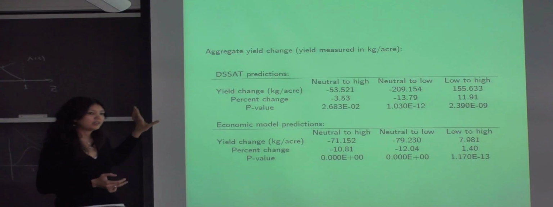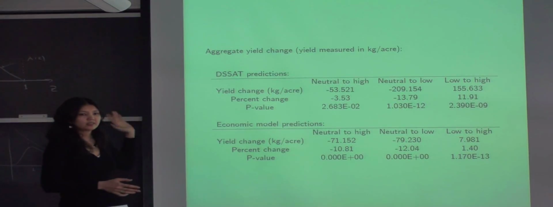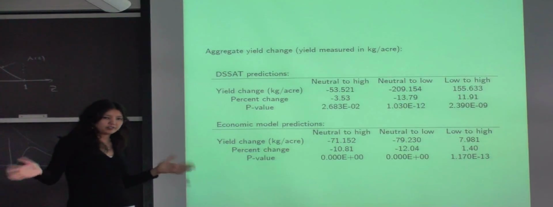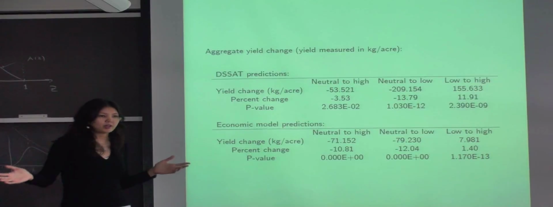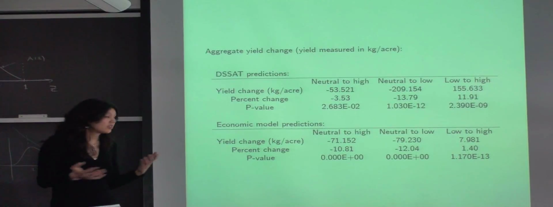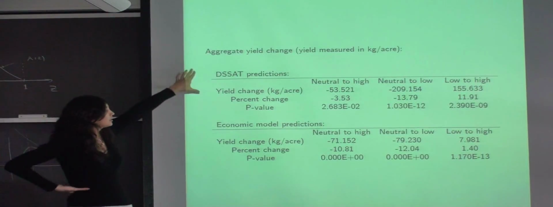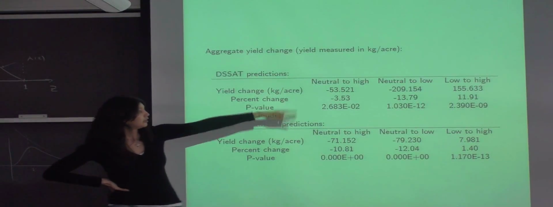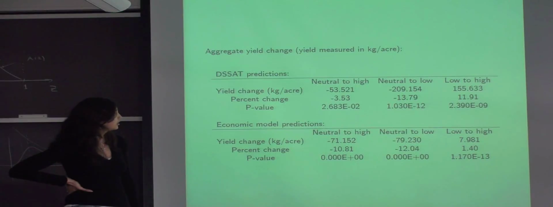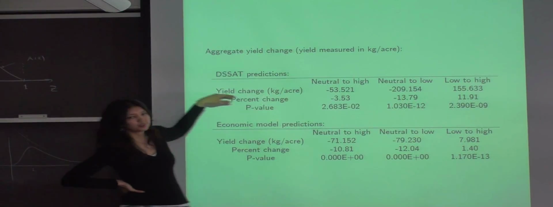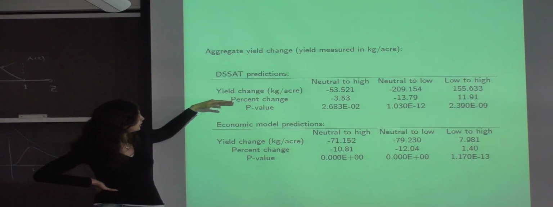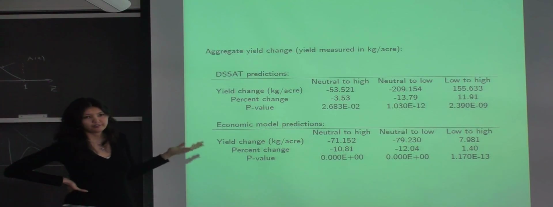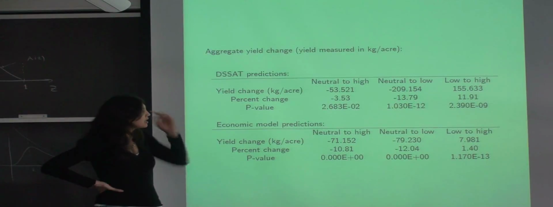Here we look at the rice yields, at changes in mean rice yields over all 100 plots in our sample over all 100 realizations under each climate scenario. And we see that for DSAT predictions, mean yields decrease under both high and low emission scenario. So this is first row, the magnitude of the change, second row expresses it as a percentage, and third row gives the significance level of that change.